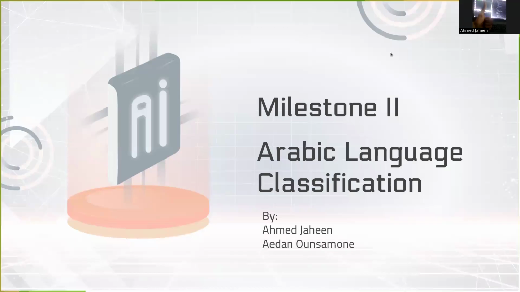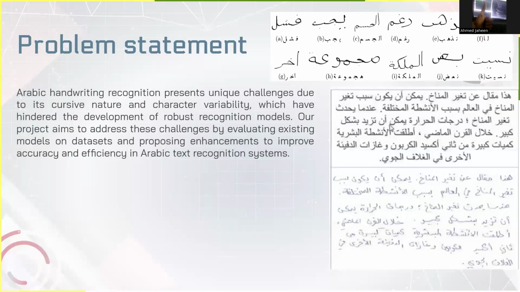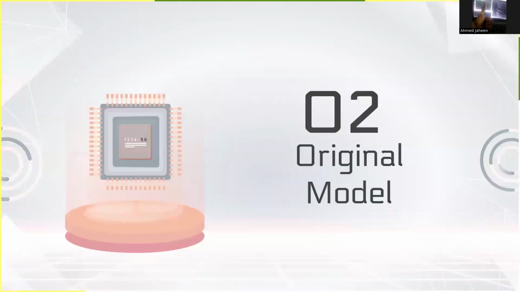Hello, this is Aedan and Ahmed Jaheen presenting on our milestone 2 for our project, Arabic language classification, addressing a problem statement. It's Arabic handwriting recognition, and our aim is to address the challenges of character recognition for the Arabic language using a dataset and our proposed enhancements to improve the accuracy and efficiency in the recognition systems.